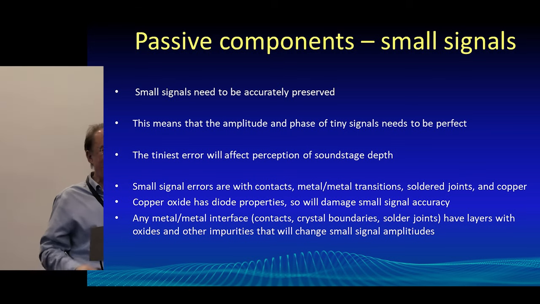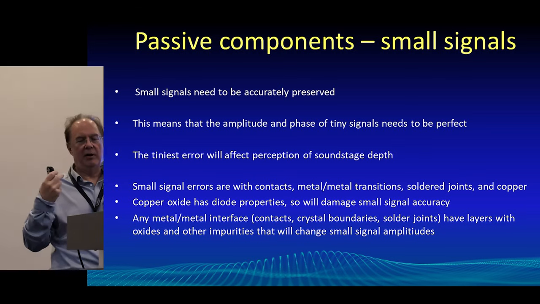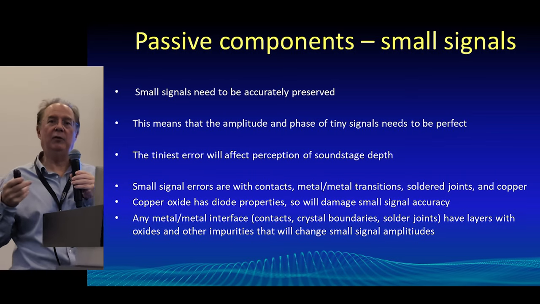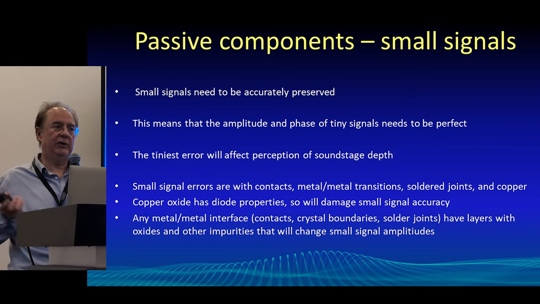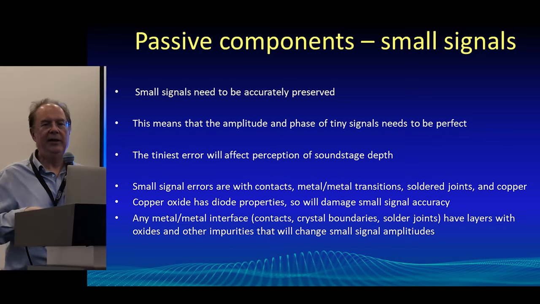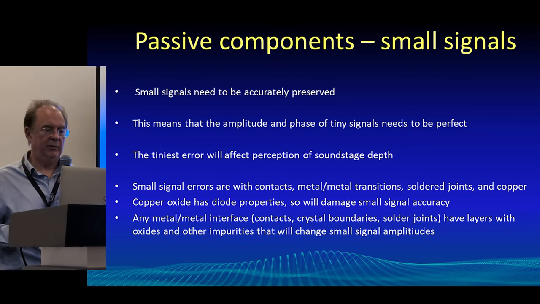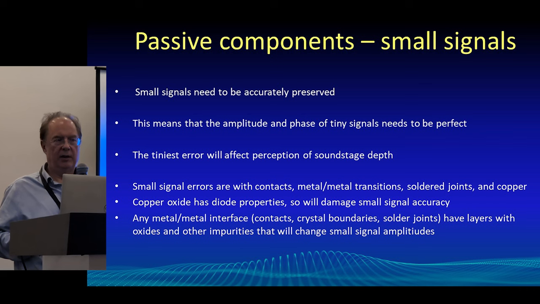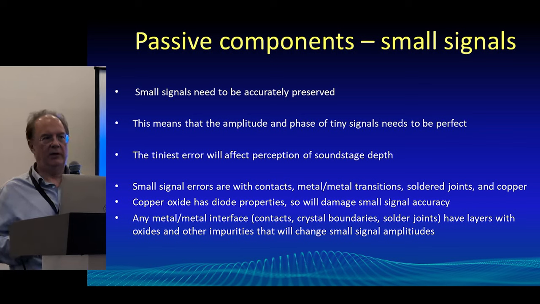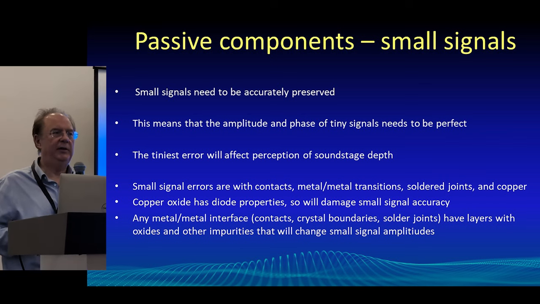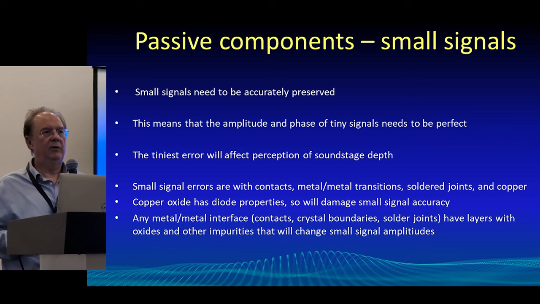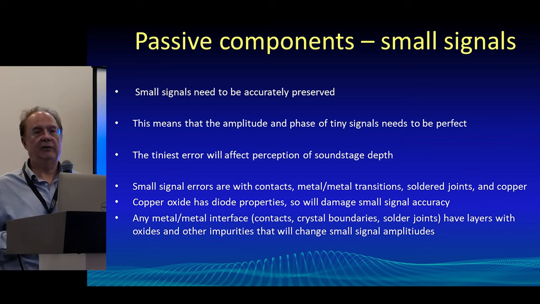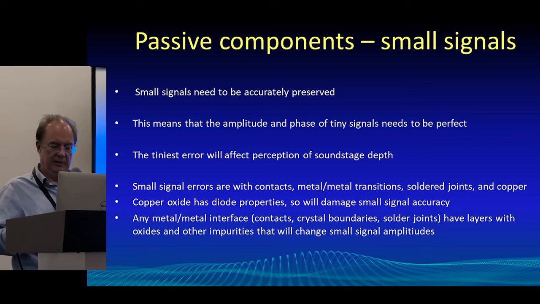So any metal-to-metal interfaces you have to worry about, and crystal boundaries, you have to worry about purity, you have to worry about surface oxides. These things will make a difference to the sound quality. Even soldered joints can make a difference. Different types of solder have remarkably different properties. So silver solder sounds better than normal tin lead solder. And again, it's all down to the purity of the solder.